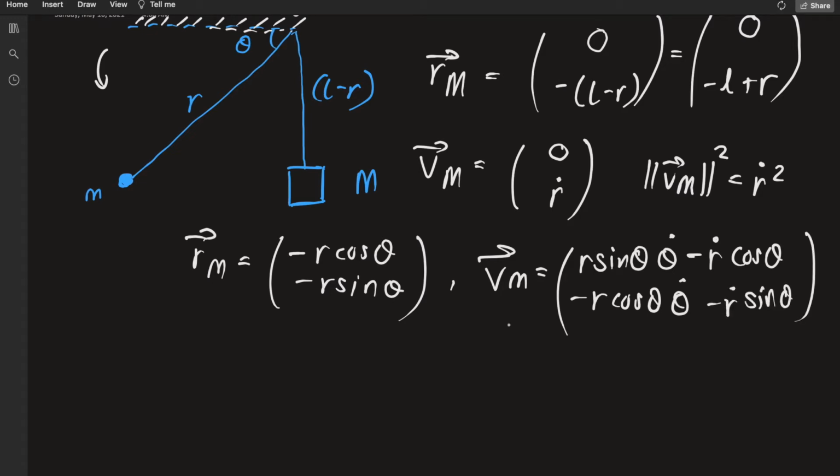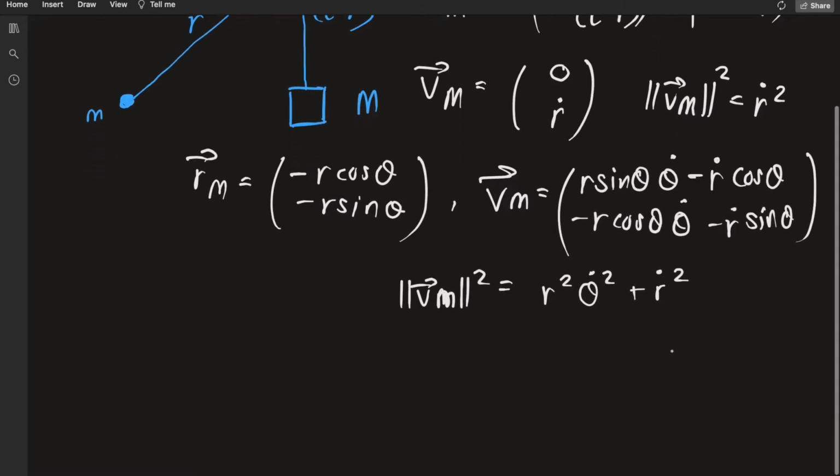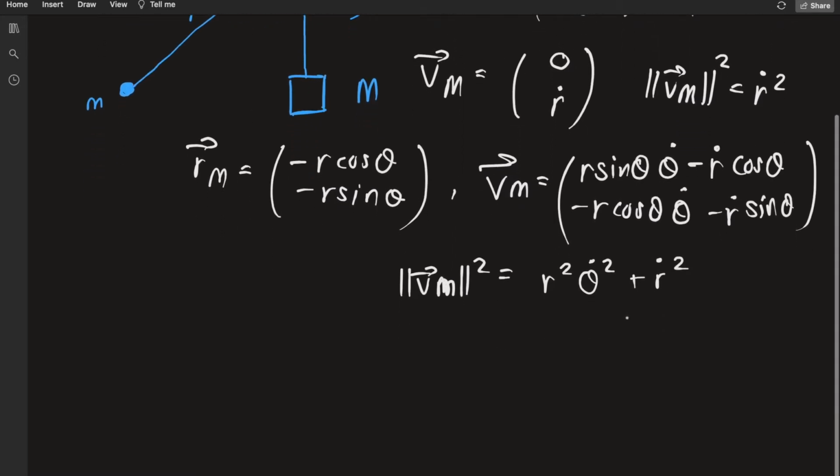And if you want to find the magnitude squared, I'll spare you the calculation. It's r squared theta dot squared plus r dot squared. Fair enough, we found all these players.